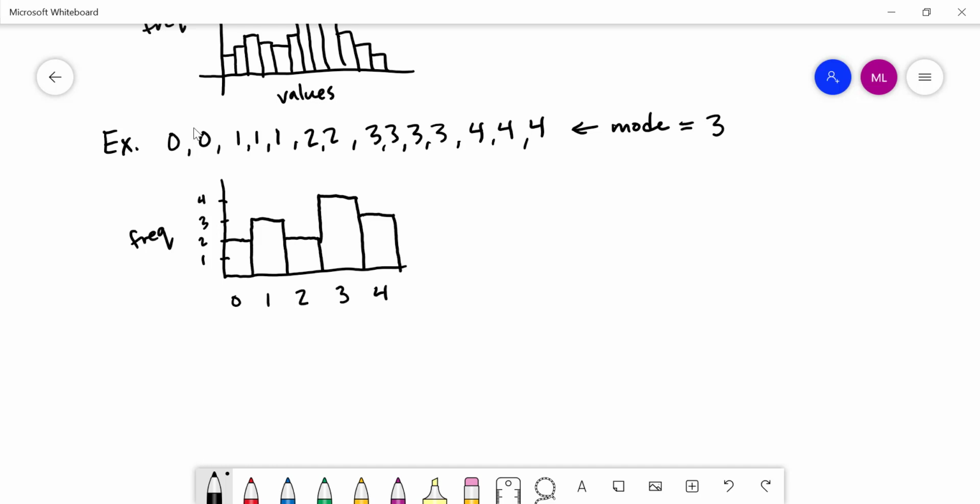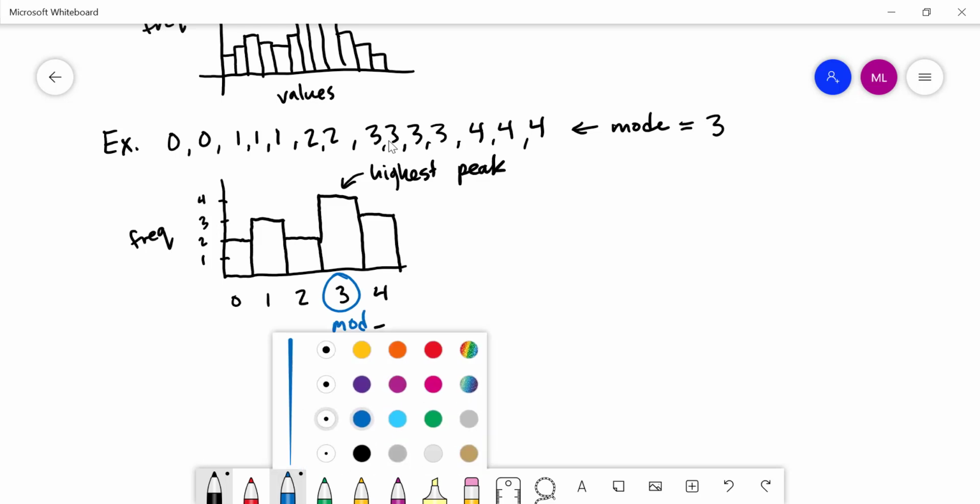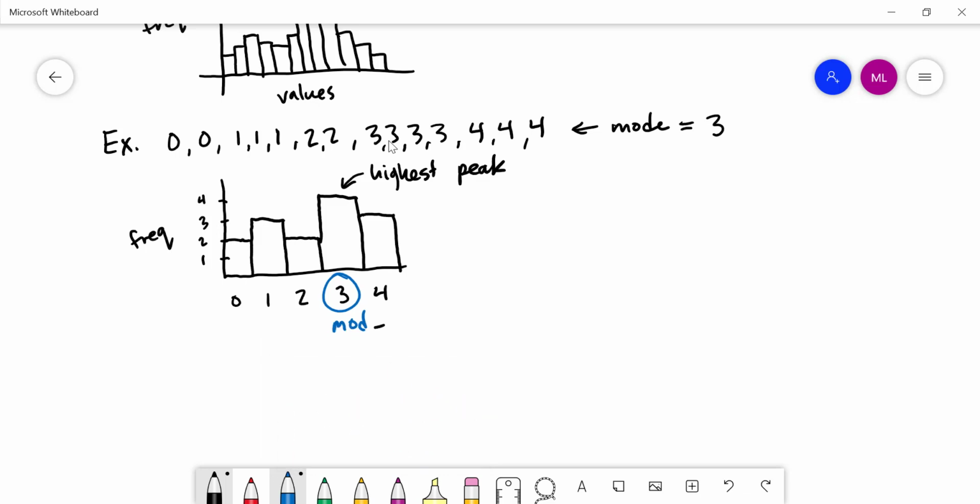And you can see, again, here's our highest peak. So this is a visualization of this data here as a bar graph. The highest peak tells us there's our mode. The value associated with that highest peak is our mode.